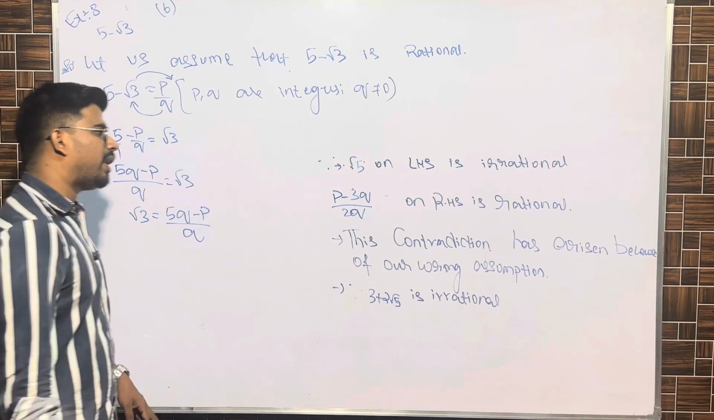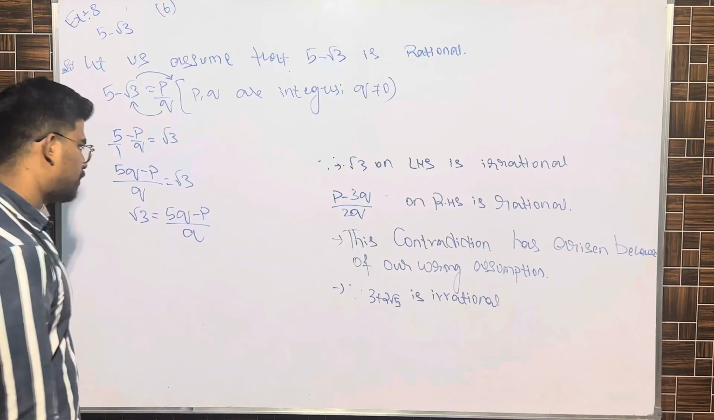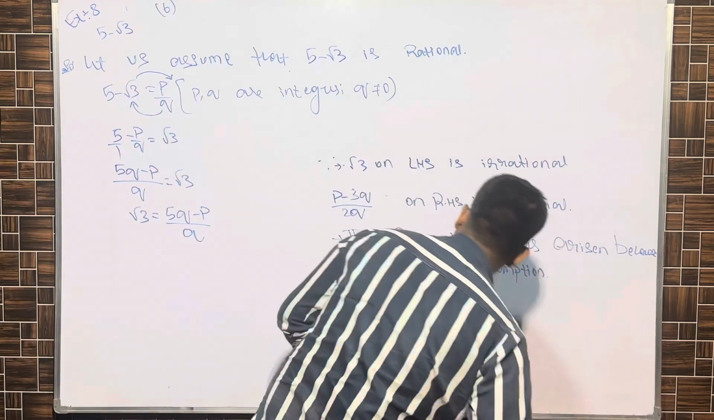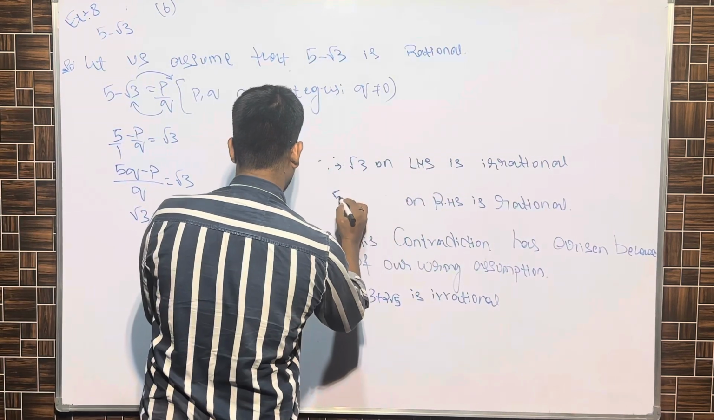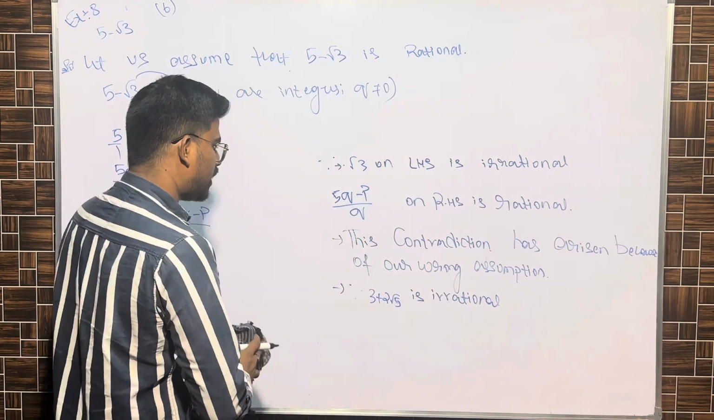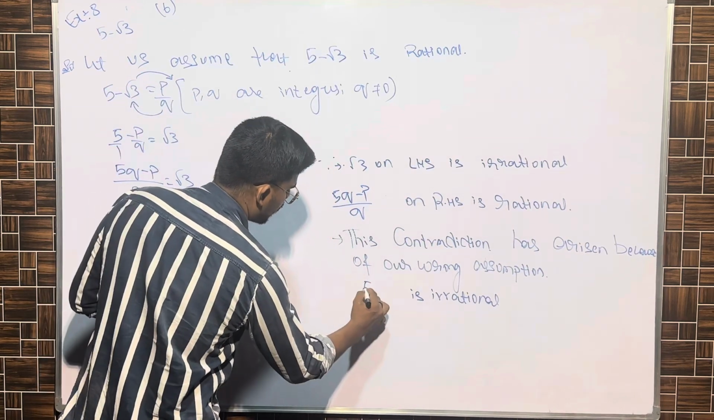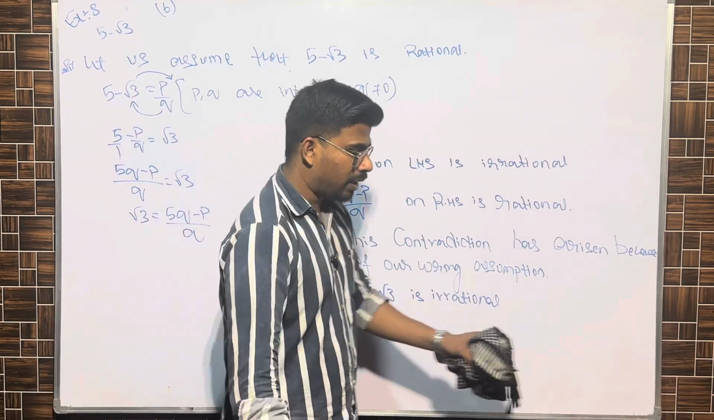Right, same story. Root 3 on LHS is irrational. 5q minus p by q on RHS is rational. This contradiction has arisen because of a wrong assumption. Therefore, 5 minus root 3 is irrational.